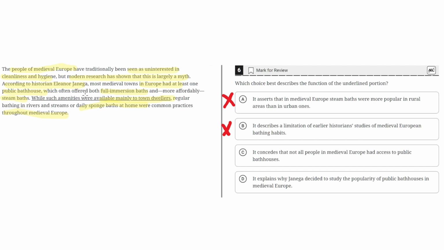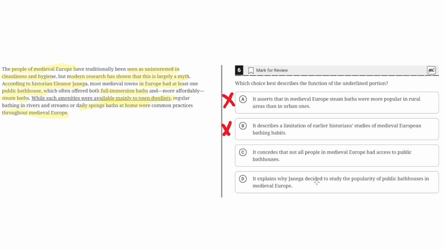C concedes that not all people in medieval Europe had access to public bathhouses. This seems to be the correct answer because, looking at the text as a whole, the first sentence highlights how the myth that medieval Europeans were uninterested in cleanliness and hygiene is incorrect, and the second sentence serves as evidence for this: medieval towns had public bathhouses, which offered full immersion baths and steam baths. The underlined portion highlights how not everyone had access to public bathhouses, so these people used regular bathing in rivers and streams or daily sponge baths. Therefore, C seems to be the correct answer.